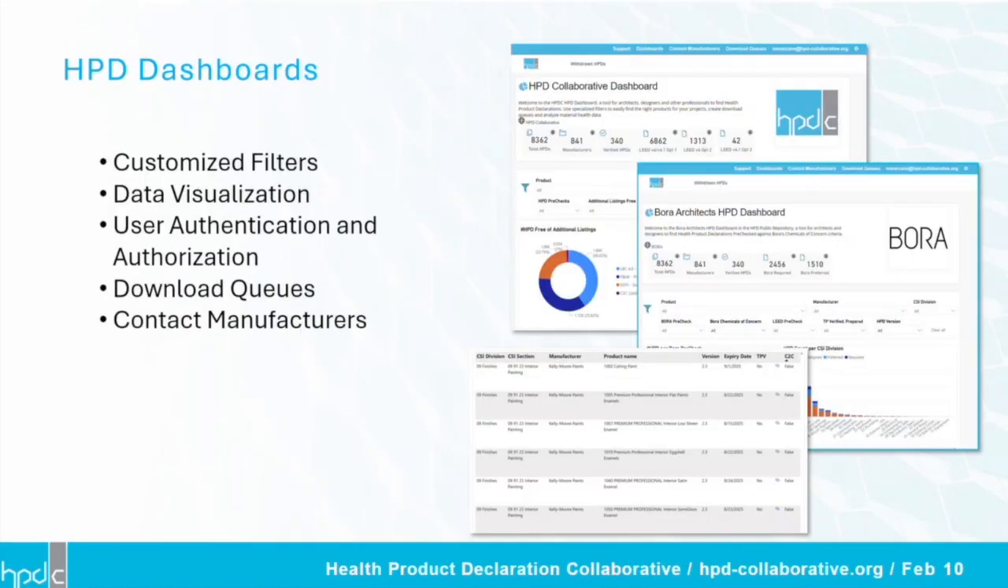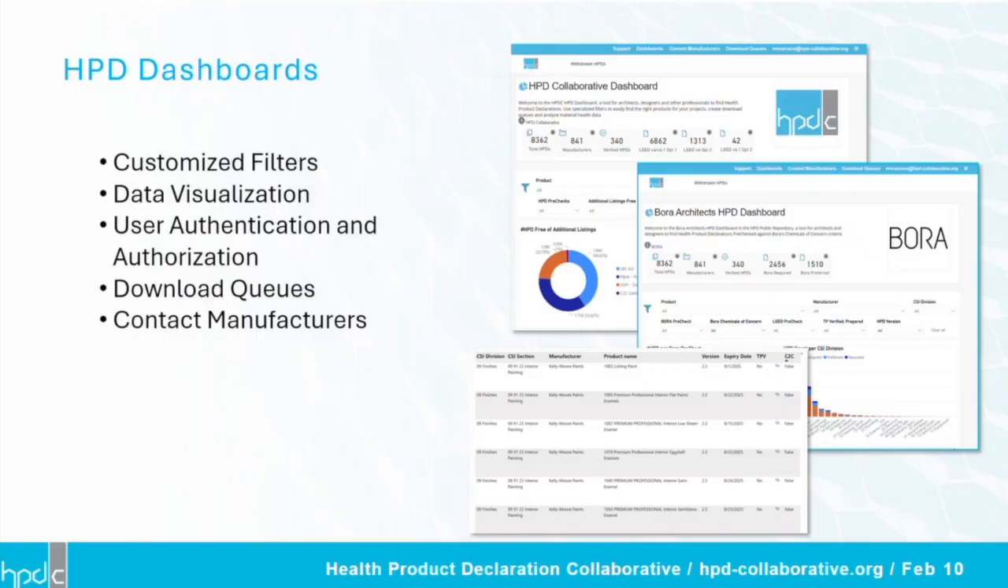So the HPD dashboards have customized filters. Currently, we have two dashboards available, the HPDC dashboard, which is available to everyone, and also Bora Architects worked with us to design their own dashboard, applying their own material health criteria. I'm also going to show you that one. And we have other dashboards that we have developed that are internal to organizations and not publicly available. So I will walk you through what it will take for an organization to benefit from creating their own dashboard.